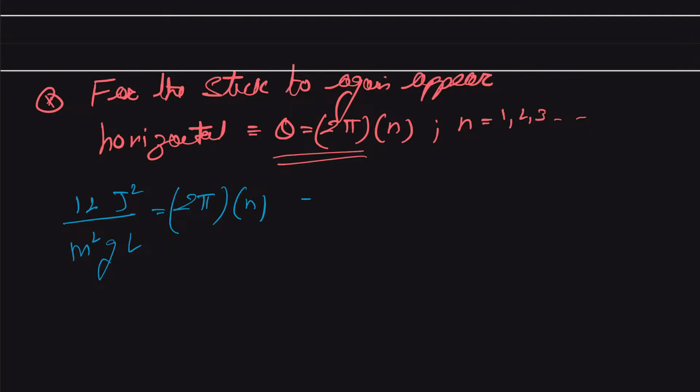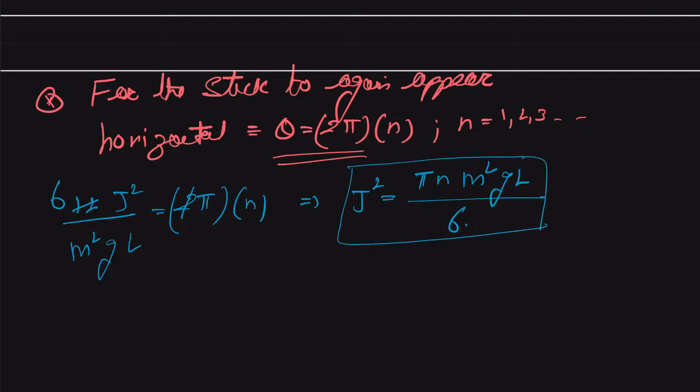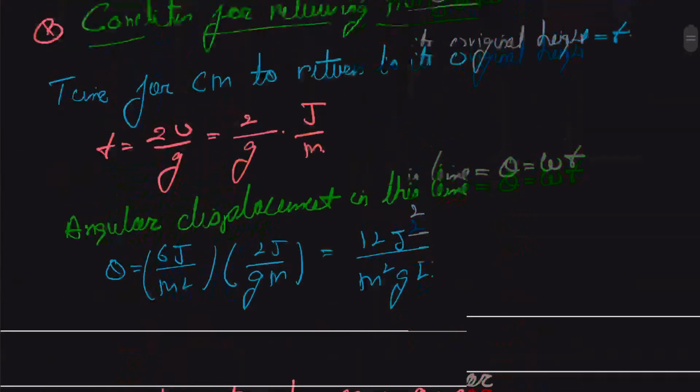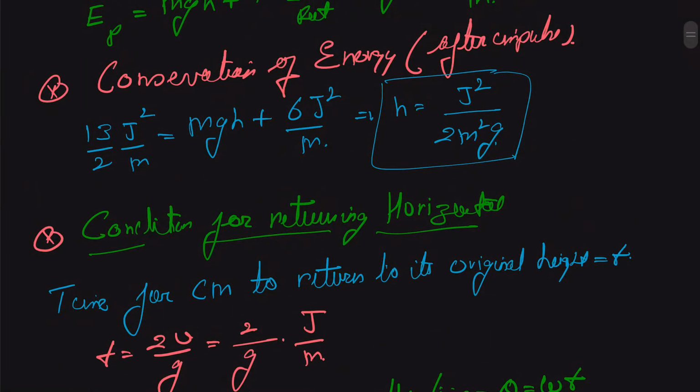And from here we can find J, and J square will come as pi n m square gl divided by 6. So this is our impulse, and we can find our height, because we have already calculated that it is J square upon 2 m square g.